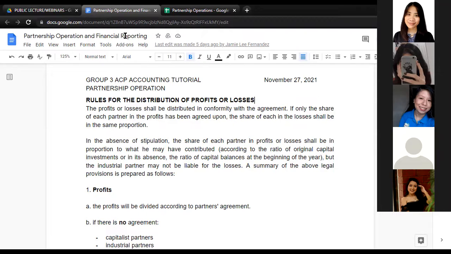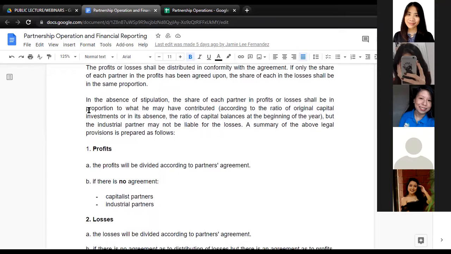Pagdating sa profits, may matatanggap ang industrial partner if aside from his services, he has contributed capital. Industrial partner, naging capitalist partner, so he shall receive share in the profits in proportion to his capital. Besides the salary or bonus na natatanggap niya bilang isang industrial partner, makakatanggap din siya ng part ng profit in proportion to his capital.